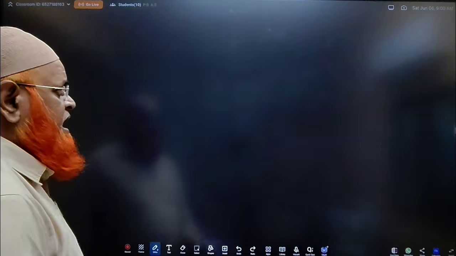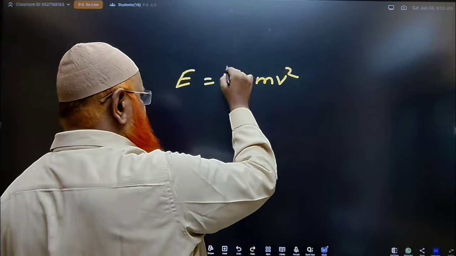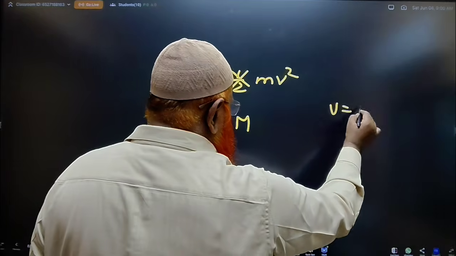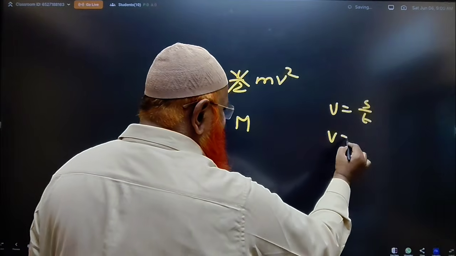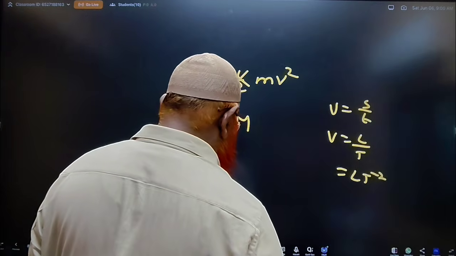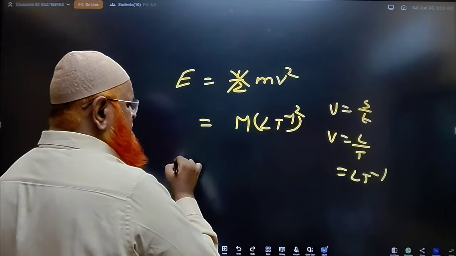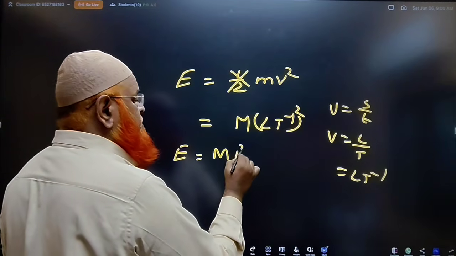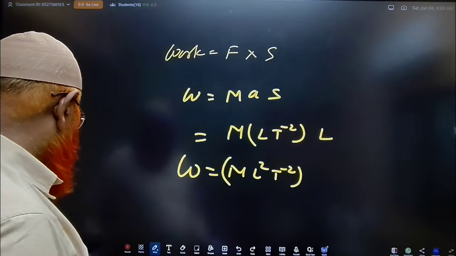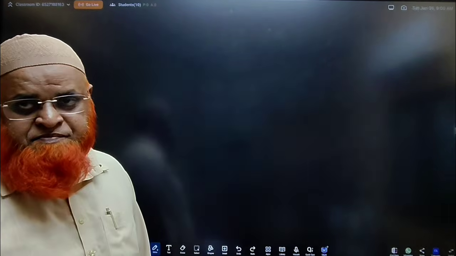Next, energy. See, energy means you can take kinetic energy here. Half does not have dimensions. M is M only, and the dimensional formula for velocity is displacement by time, which can be taken as L by T, which is nothing but L T power minus 1. So L T power minus 1 whole square gives you M L square T power minus 2. It is understood that the dimensional formula for work and energy is the same.